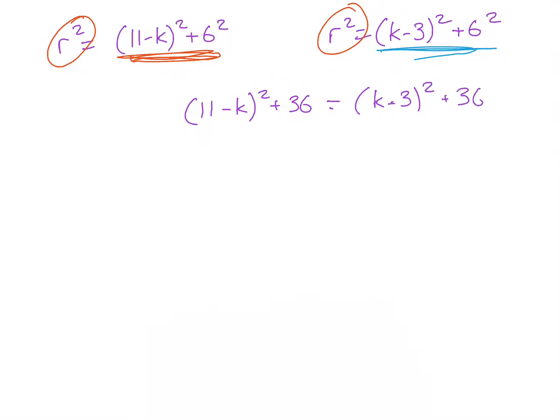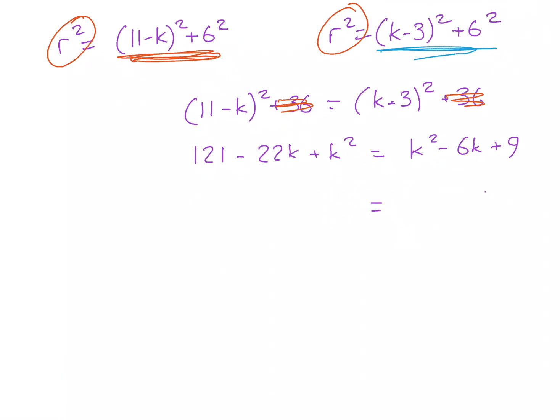Straight away I can take away 36 from both sides to get rid of them. They cancel each other out nicely. Expanding the brackets on the left, we're going to end up with 121 minus 22k plus k squared. On the right hand side, we're going to end up with k squared minus 6k plus 9. Please let me know if I've gone too fast for anyone there, because if you don't know what I've done there, that's worth making a video in its own right.